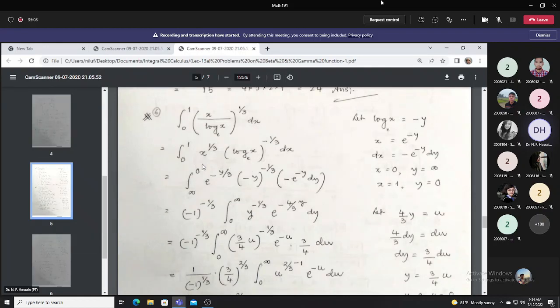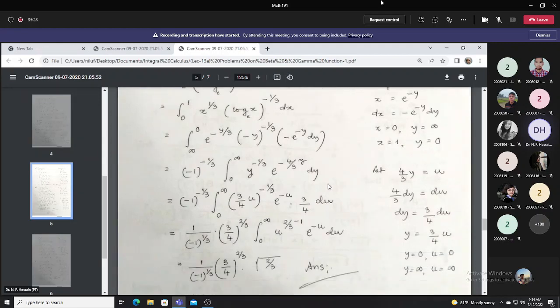Infinity to 0. And for this x, we write e to the power minus y, and the power is again 1 over 3. So it should be e to the power minus y by 3. And this log x means minus y whole to the power minus 1 over 3. And dx is minus e to the power minus y dy.